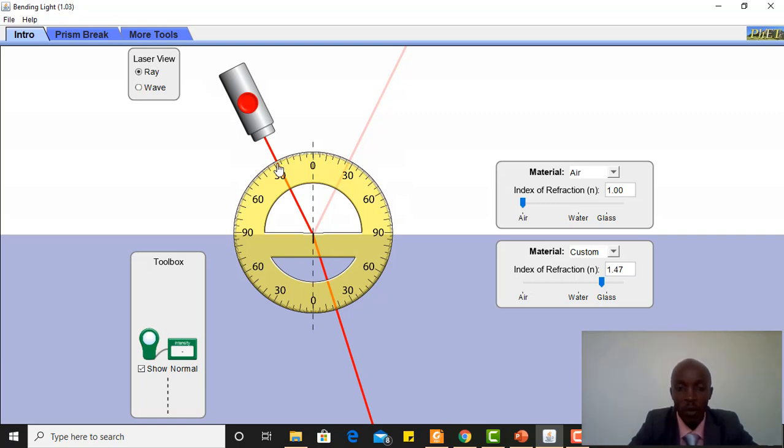Okay, now from the other side, that is in a material whose refractive index is 1.47, you can see that the ray is bent toward the normal, and the angle of refraction, we can see, is from 0 all the way. This is 10, 15, 16, 17, approximately 17 degrees is our angle of refraction. Okay, that's it.